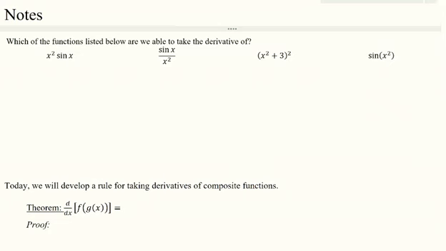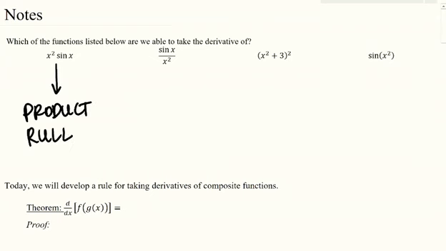So today we're going to learn the last of our major derivative rules. There's a list of 4 functions, and we're going to be able to take the derivative of 3 of them, but not one of them. So this first one, we can use our fresh new product rule. We can find the derivative of that pretty easily. And you could say the same thing for the second one. We could use our quotient rule.